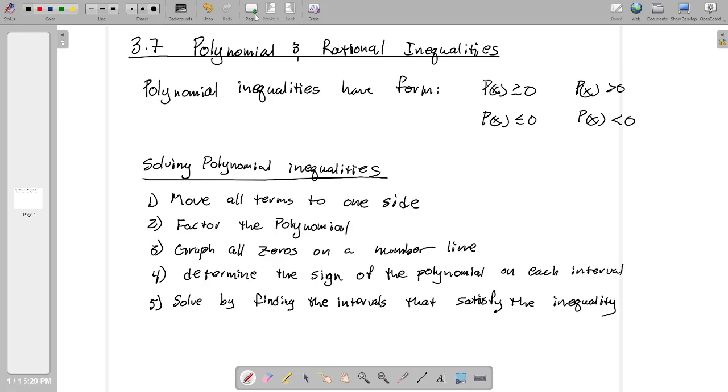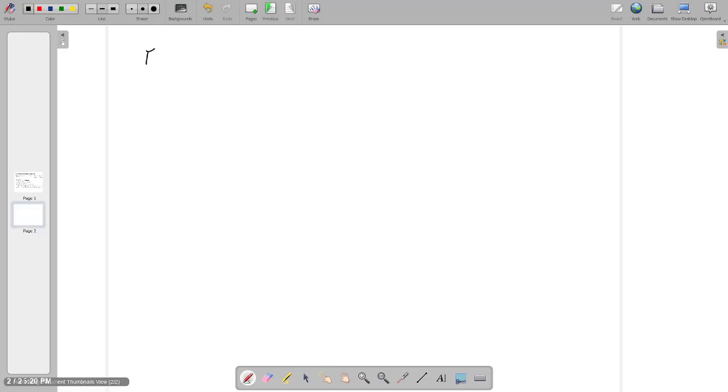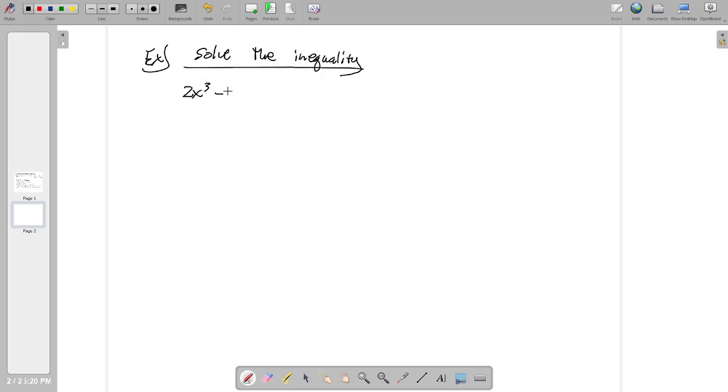Let's go ahead and jump straight into an example, because I know we've done this before. Solve the inequality 2x cubed minus x squared is less than 9 minus 18x. All right, so first step, get everything on one side: 2x cubed minus x squared plus 18x minus 9 is less than 0.